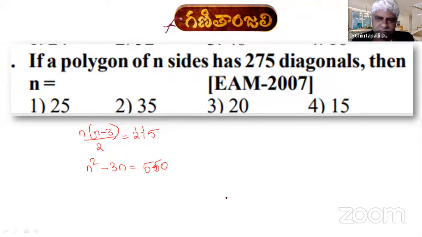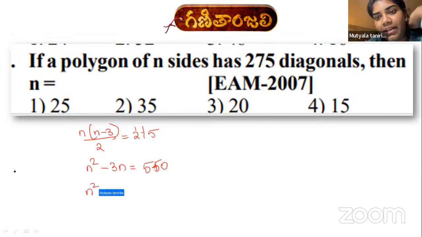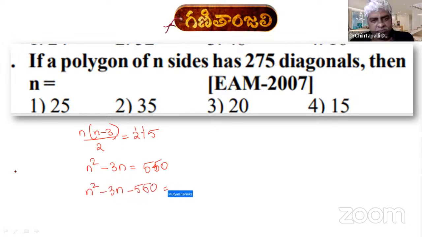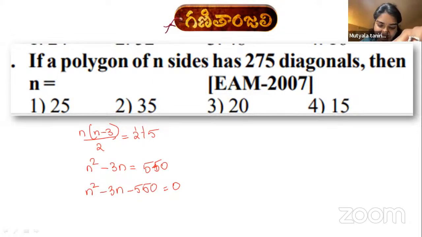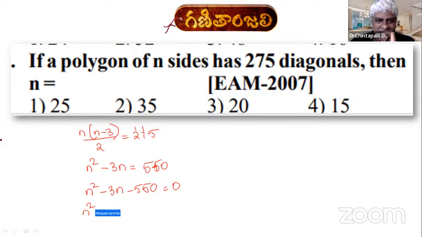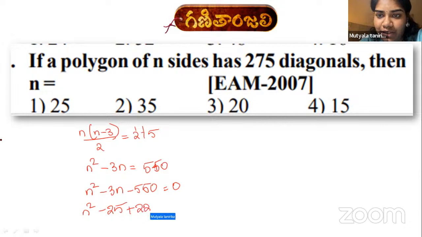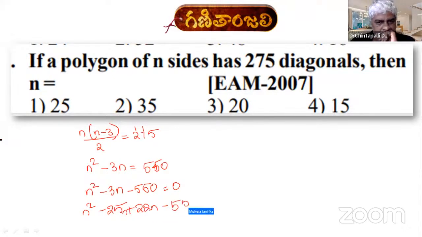Yes, you can factorize it. n square minus 3n minus 550 equals 0. You can find two numbers whose product is 550 and sum is minus 3. The clue is that one of the numbers is among these 4 options. 15? 550 by 15 is not an integer. 25? By 25, we get 22. 25 and 22, difference 3. That's good. n square minus 25n plus 22n minus 550 equals 0.